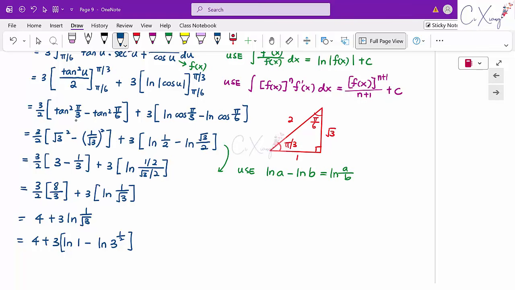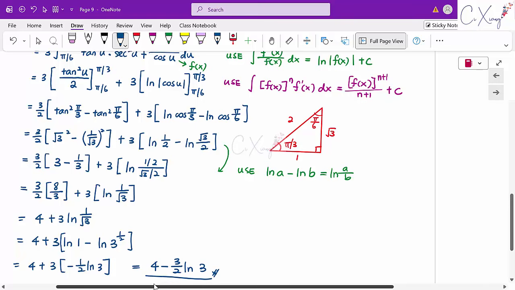Okay, then after that, if I further simplify it, ln 1 is a 0. So I'm having 0 minus half ln 3. Then if I further simplify, I'll be having 4 minus 3 over 2 ln 3. Okay, then this is my final answer. I prefer to have my final answer without any surd form in ln. Okay, so this is my final answer.